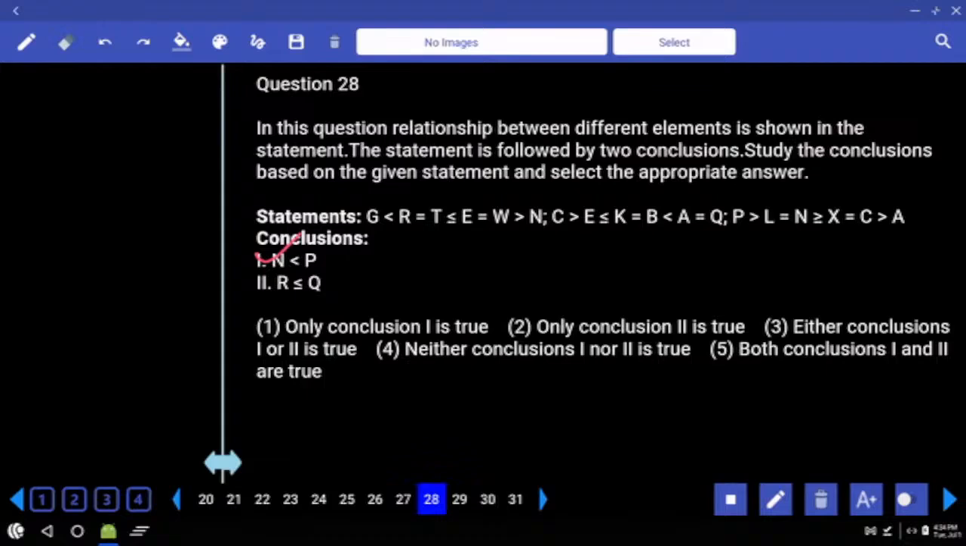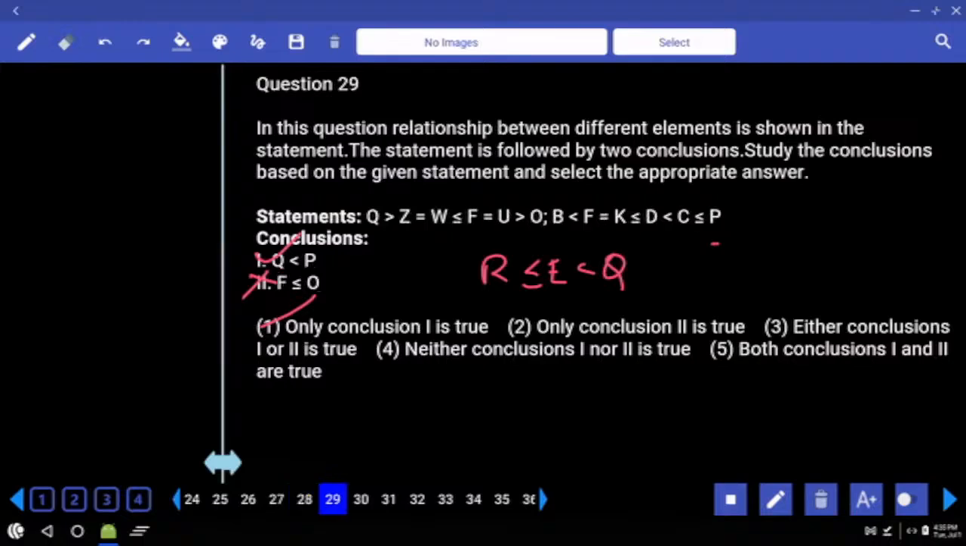Then next one, R and Q. Now here R and Q, my Q is here. R is here. E is common. R lesser than or equals to E. And E to Q. E lesser than Q. R lesser than Q but not equal to. And so what is your answer? Only one. Only one, choice 1. 28. Then 29th one.